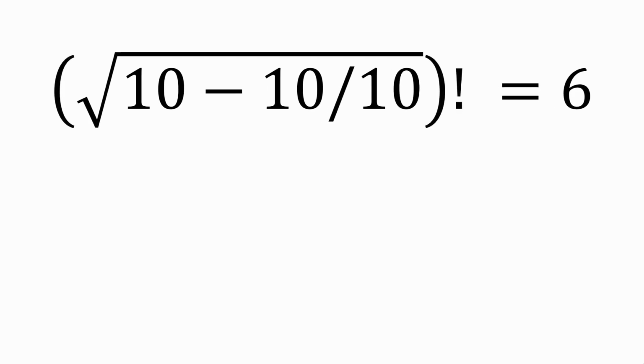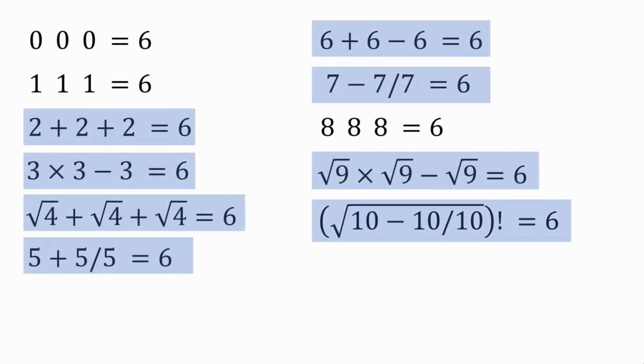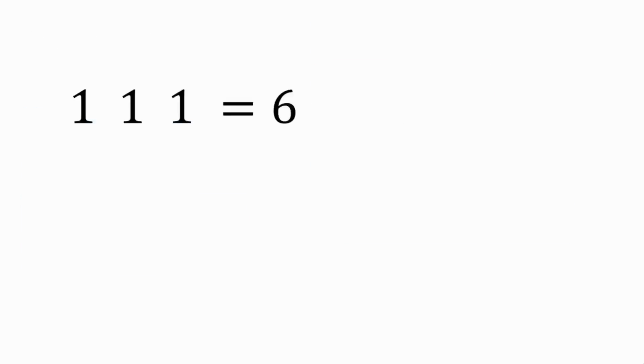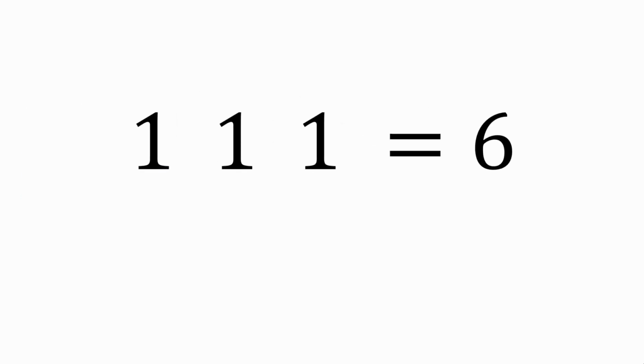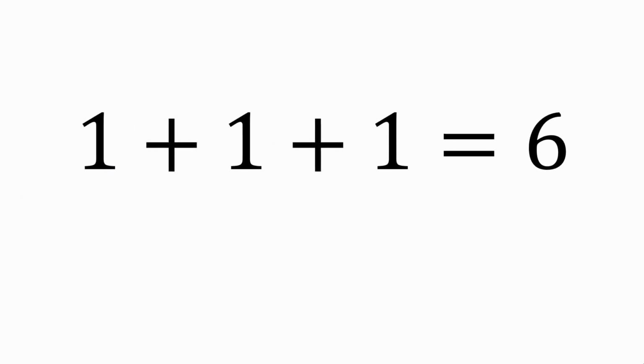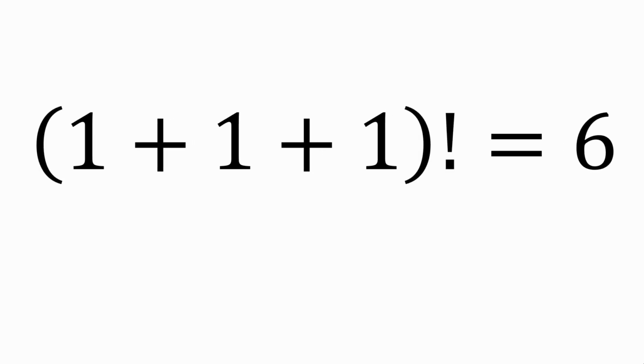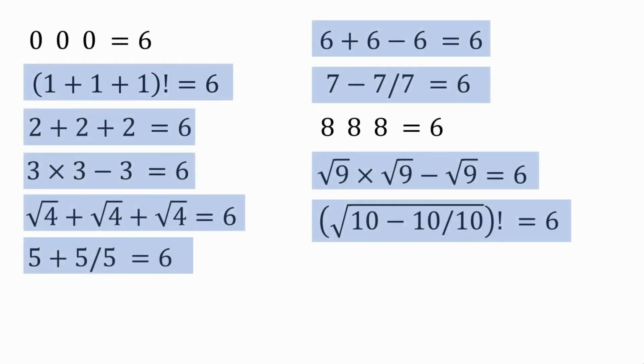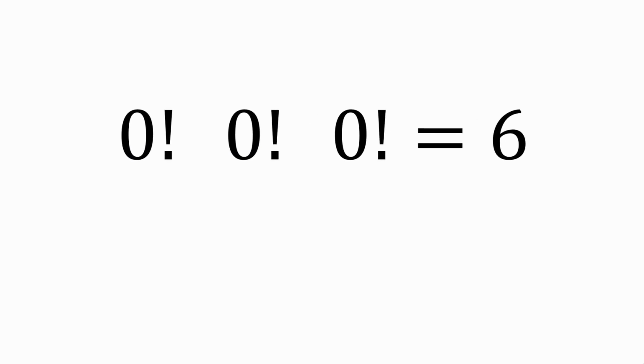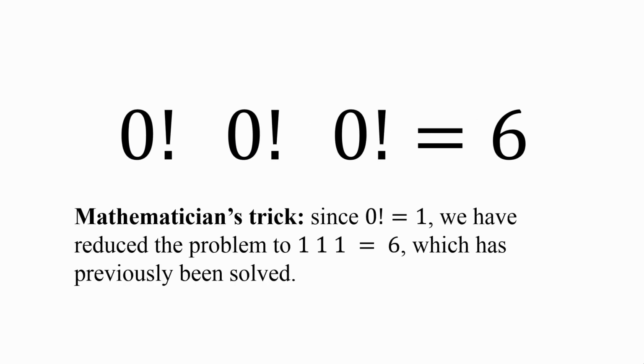So now how do we solve 0 0 0 is equal to 6? Well, first we'll take the factorial of each of these numbers. We again use a mathematician's trick. Since 0 factorial is equal to 1, we have reduced the problem to 1 1 1 is equal to 6, which has previously been solved. So we add up these numbers and then we take the factorial of the sum, and that will be equal to 6.